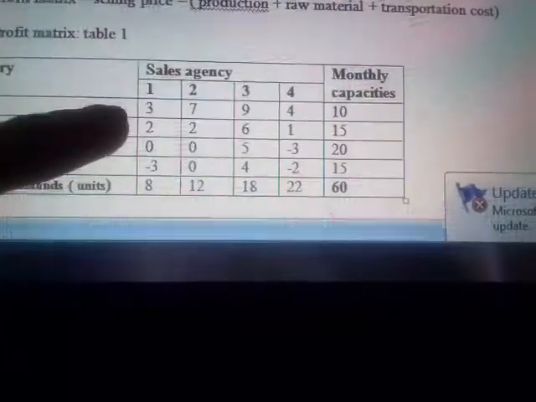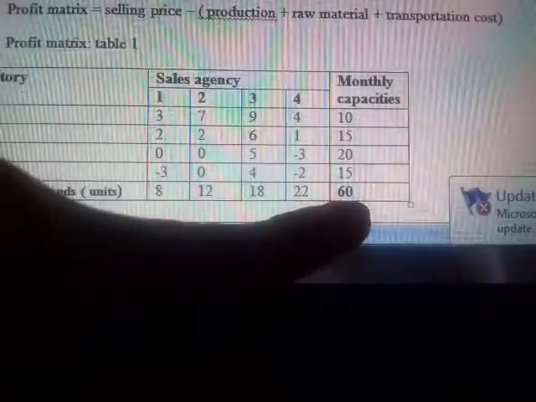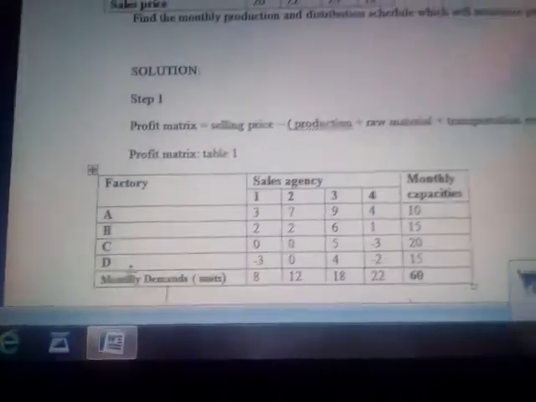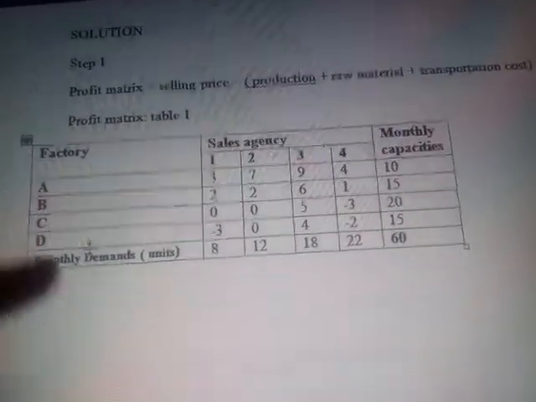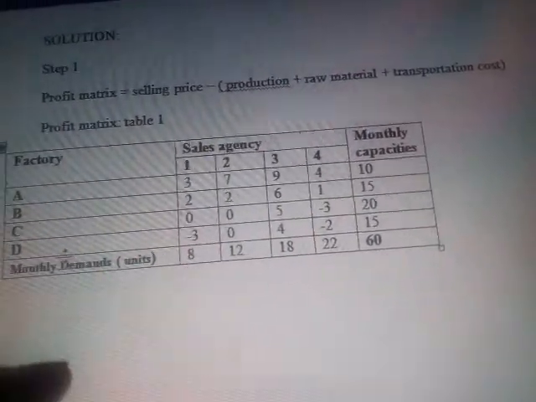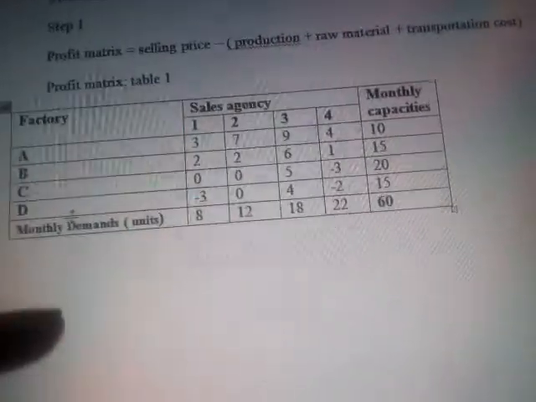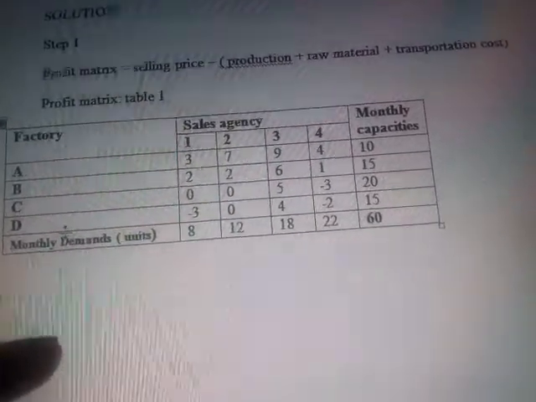Okay, after this step, immediately you have to check the second step. You have to check whether the given problem is balanced or unbalanced. So this is a profit matrix, no? If it is a cost matrix only, we can follow the usual procedure like the VAM method, least cost method or northwest corner method.